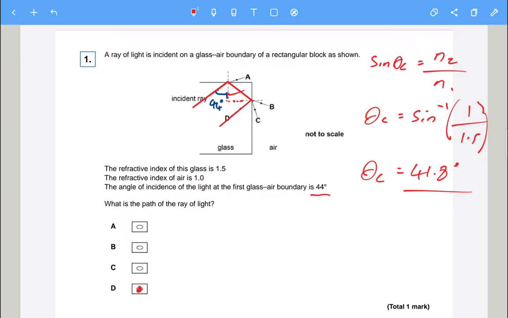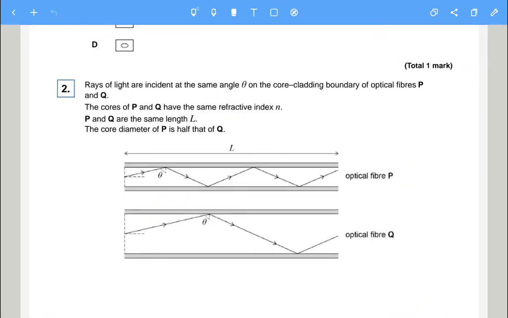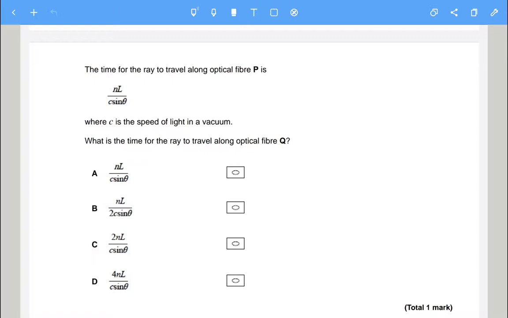So there's quite a lot in that one. Some people have found that straightforward and others might have struggled. Let's look at question 2 then. This one gives us 2 different optical fibres. One's a bit wider than the other, and they are both the same length L. So let's look at the possible answers. The first one is n over c sine theta, and essentially the horizontal speeds in both cases are basically the same. So logically, if the speeds are the same horizontally, then it's just going to be the same expression. So the answer is simply A.